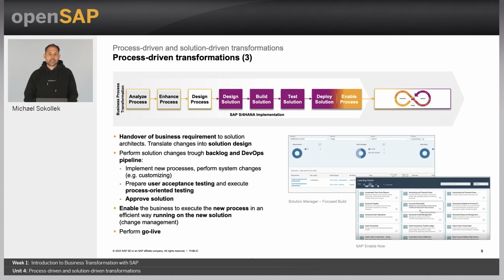Processes that have been designed are handed over to solution architects and are translated into a solution design. This step is supported by the integration of SAP Signavio with SAP Solution Manager. The implementation of new processes or changes to existing processes are done. User acceptance testing is executed in a process-oriented manner, and if successful, results in an approval of the solution. Users are enabled about the new redesigned processes prior to the go-live of the solution.